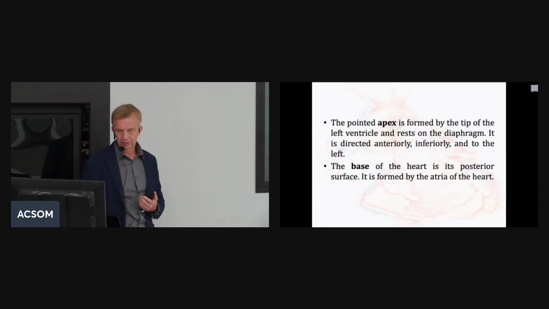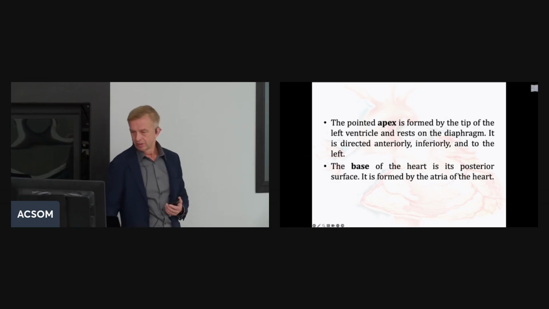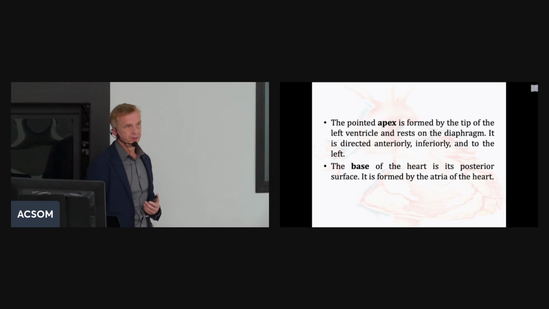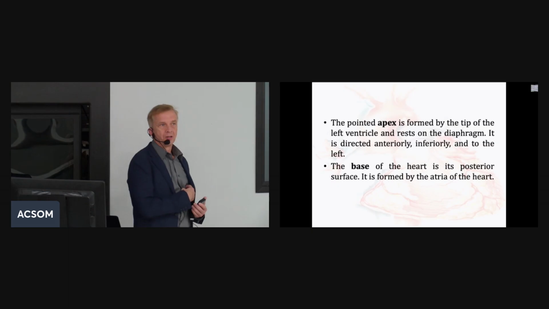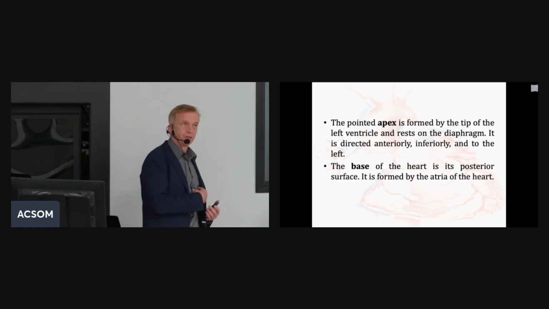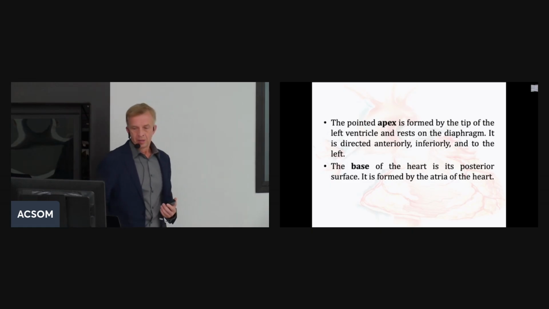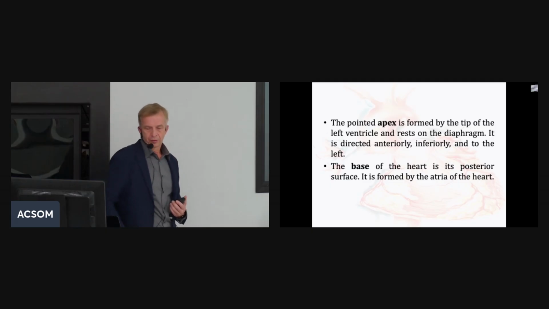So the apex of the heart, which is the tip, is formed by the left ventricle. In normal hearts, the apex is formed by the left ventricle, not the right ventricle. And it's directed, as I mentioned, anteriorly and inferiorly towards the left. The base of the heart is the back side, and it's formed by the atria, which are the upper chambers. It's more superior.